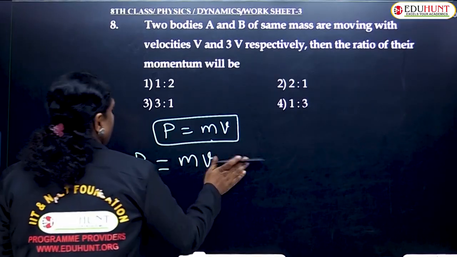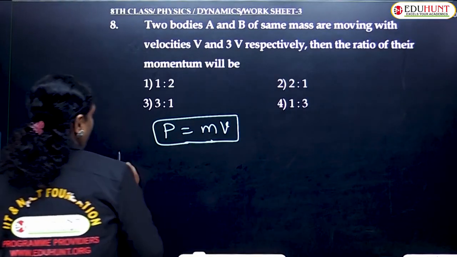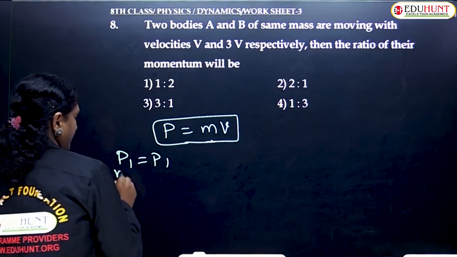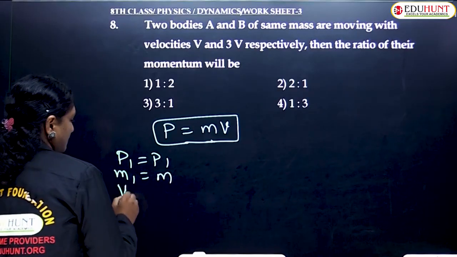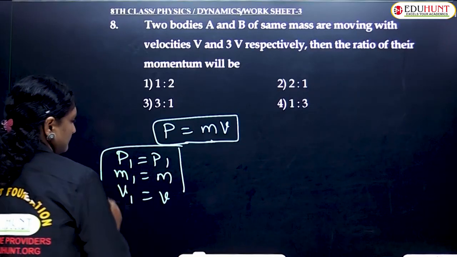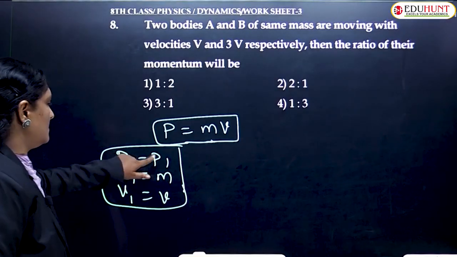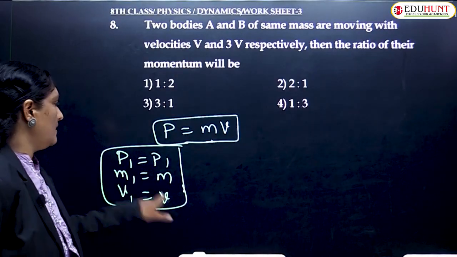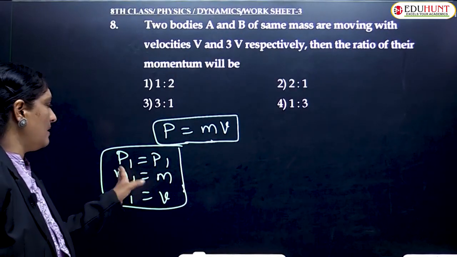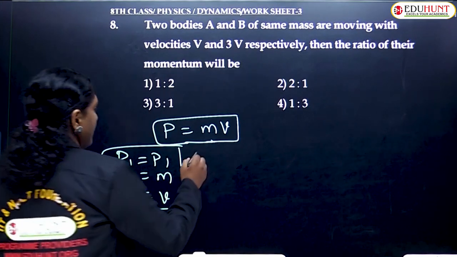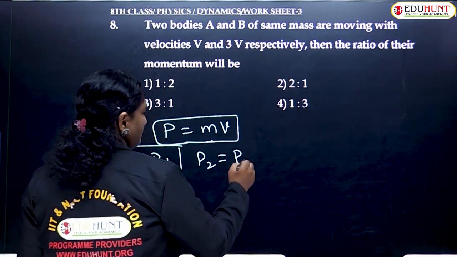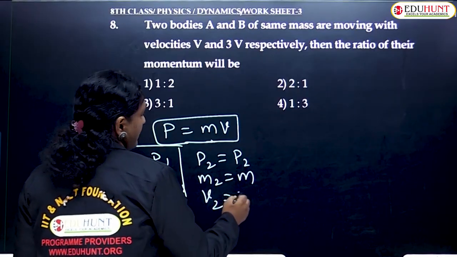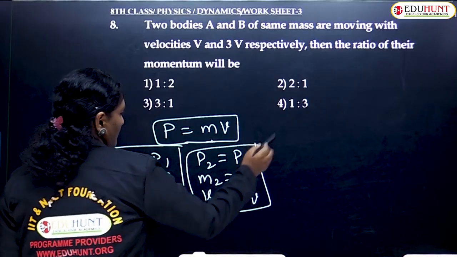So P1, let me write it like this, okay? P1 as the first momentum, M1 as some M and V1 as some V. First momentum, first mass, first velocity. Velocity they gave as V. Momentum we consider as some P1. Mass, same mass means M. Similarly, P2 is some value. M2, same mass, so M. V2, how much did they give? 3V. So this is the given data.